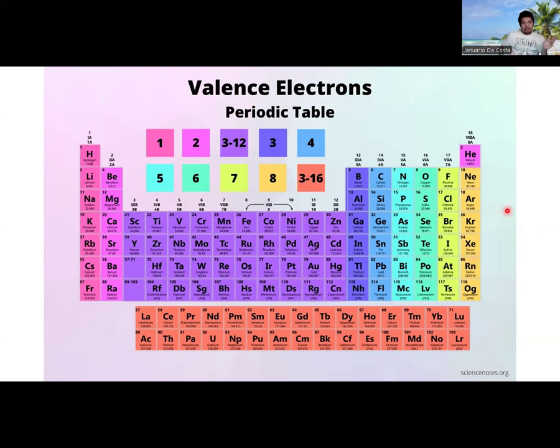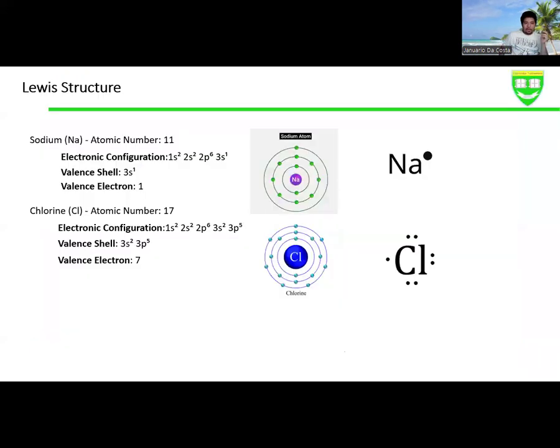So now that you understand valence electrons, let's study Lewis structures. Basically, a Lewis structure is just a way to represent the atom with dots. For example, sodium has 1 valence electron, correct? So in the Lewis structure, you just write the letters Na to represent the sodium atom, and then you put 1 dot over here. This 1 dot indicates 1 valence electron. This is the Lewis structure for the sodium atom.